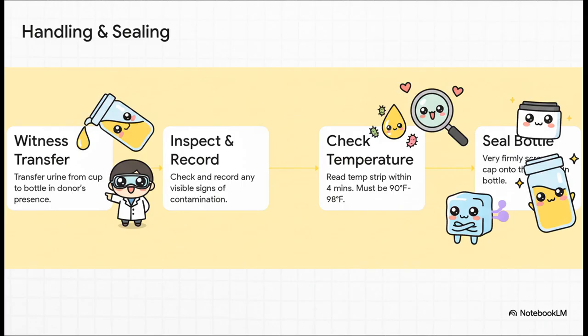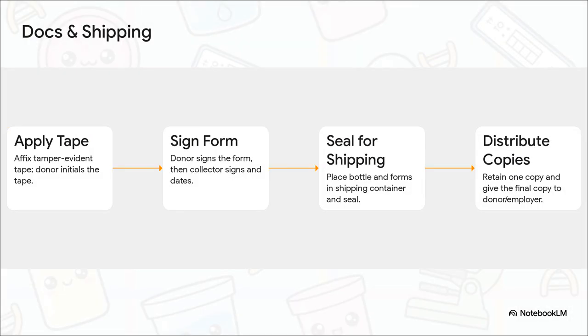The process keeps going with the donor right there with you. You're the witness as the urine is transferred to the lab bottle, and you're inspecting it the whole time. Then comes the first huge scientific check: temperature. You have a 4-minute window, and that's it. That sample absolutely must read between 90 and 98 degrees Fahrenheit. If it's cold, that is an immediate giant red flag that the sample probably wasn't provided fresh, right there on site. Okay, finally, we seal the deal. And I mean that literally. You're going to put a piece of tamper-evident tape over the cap, and, this is so important, you have the donor initial that tape.